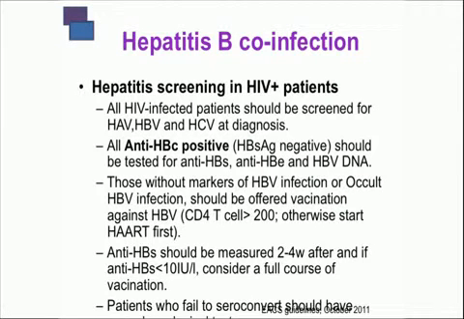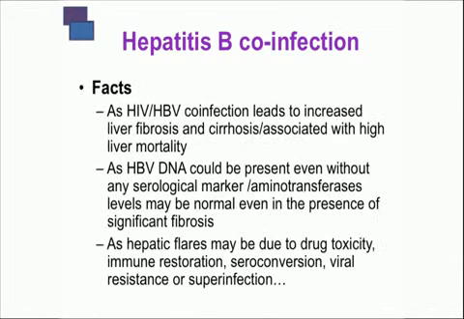If this patient, after a second course of vaccination, didn't achieve a protective level of anti-HBs, we shouldn't repeat it again. We should monitor this patient and eventually perform a serological test annually. So consider the effects of co-infection: HIV co-infection leads to increased liver fibrosis and cirrhosis, and co-infection is associated with high liver mortality. We know that HBV DNA could be present even without any serological marker, that aminotransferase levels may be normal even in the presence of significant fibrosis, and that hepatic flares may occur for several reasons, as I mentioned.